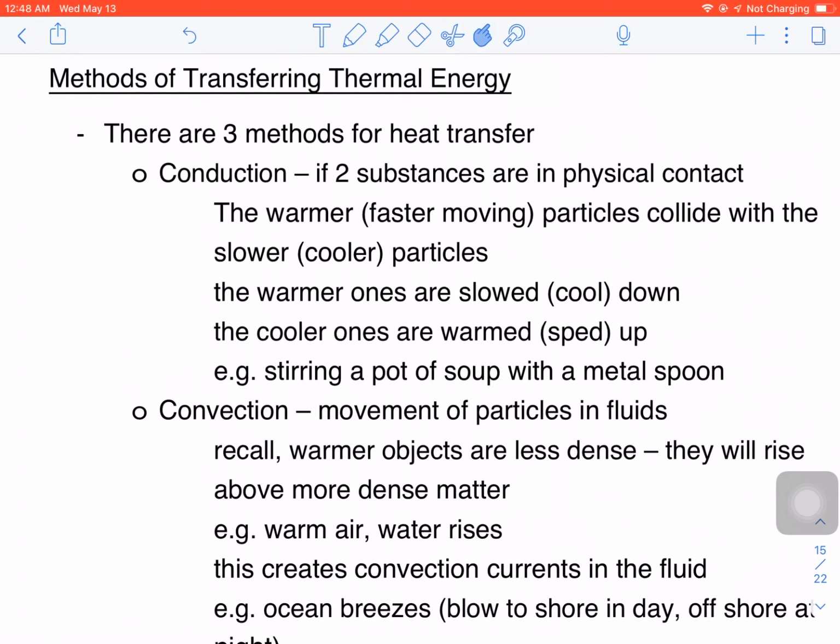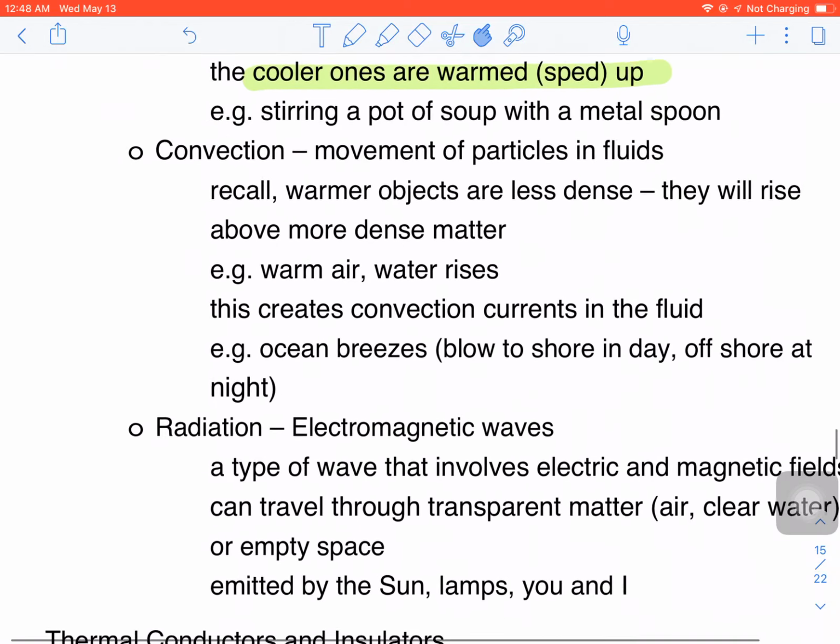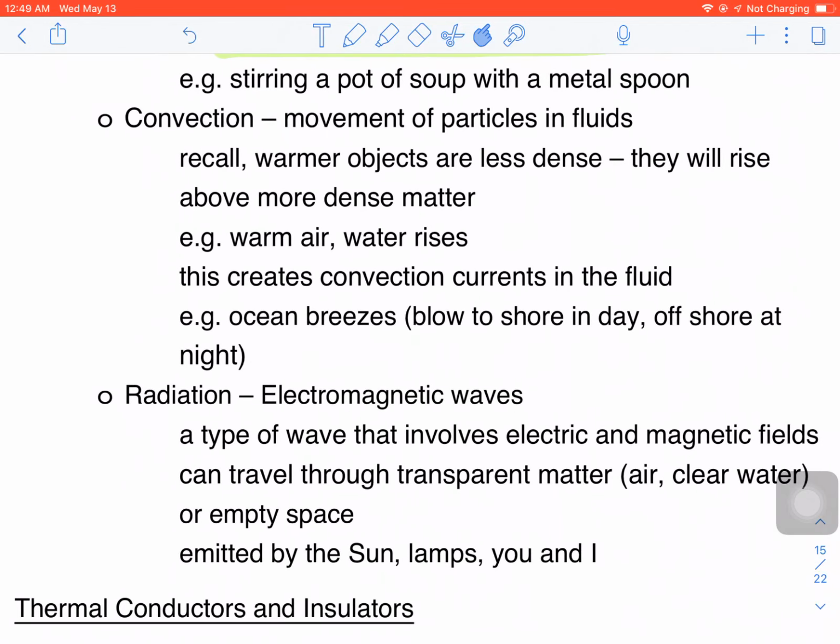So what happens is when 2 substances come into physical contact, the faster ones slow down, and the slower ones speed up. Okay, and that's how conduction happens. Because there's a difference in the speed of the particles, the faster ones slow down and the slower ones speed up. Convection is a way that energy is transferred within a fluid medium, whether it's a liquid or a gas. So convection is my second way. The first one was conduction.